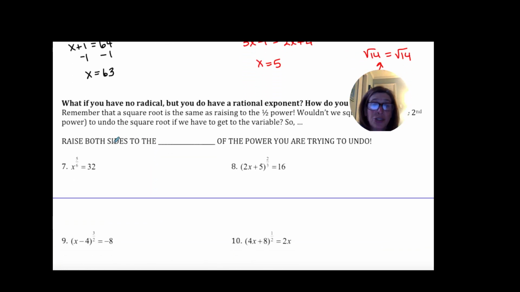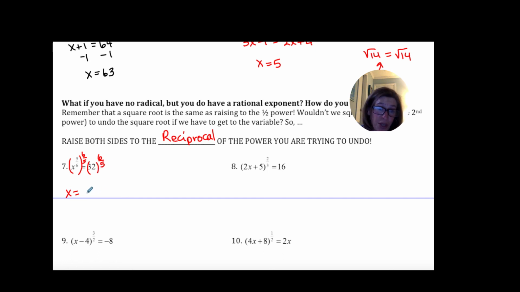Basically what you're doing is you're raising both sides to the reciprocal of the power that you're trying to undo. So for example here, x to the 6/5, you'd be raising it to the 5/6 power. So that would give me x equals the 6/5 times 5/6. When you multiply reciprocals, you get 1.